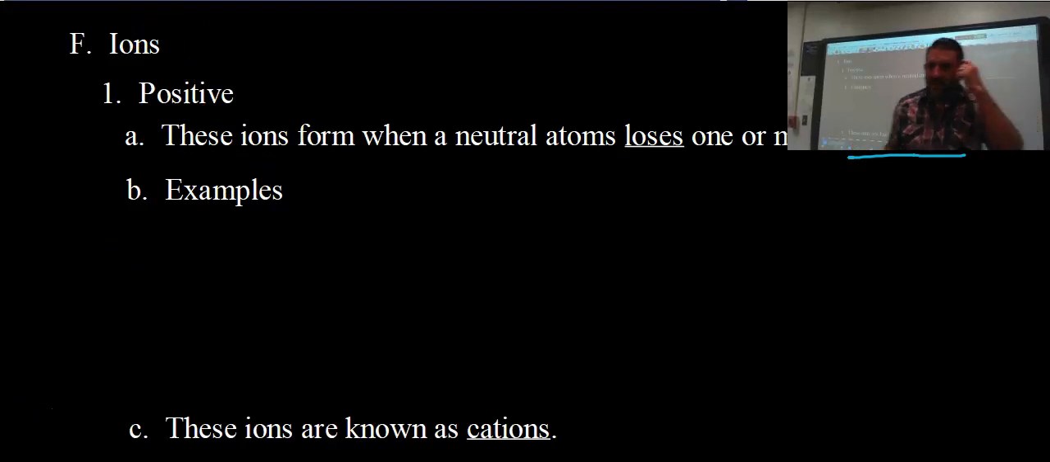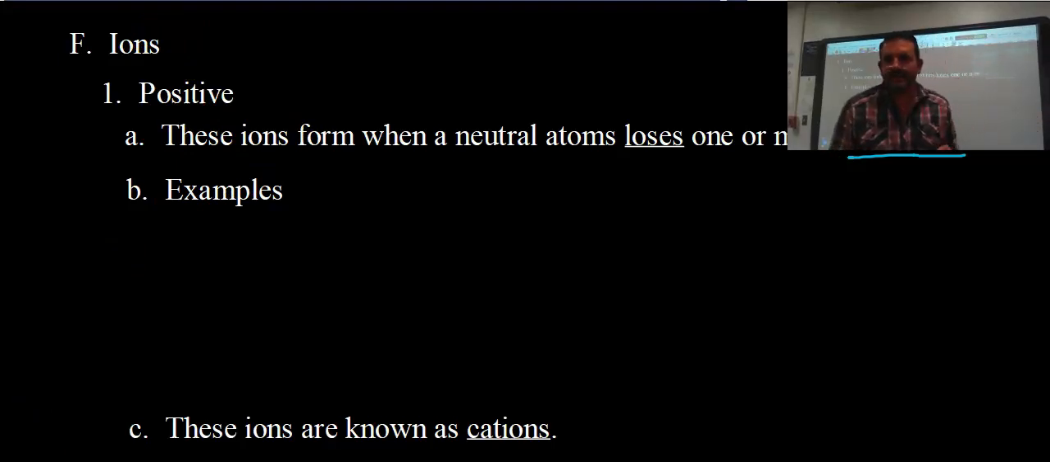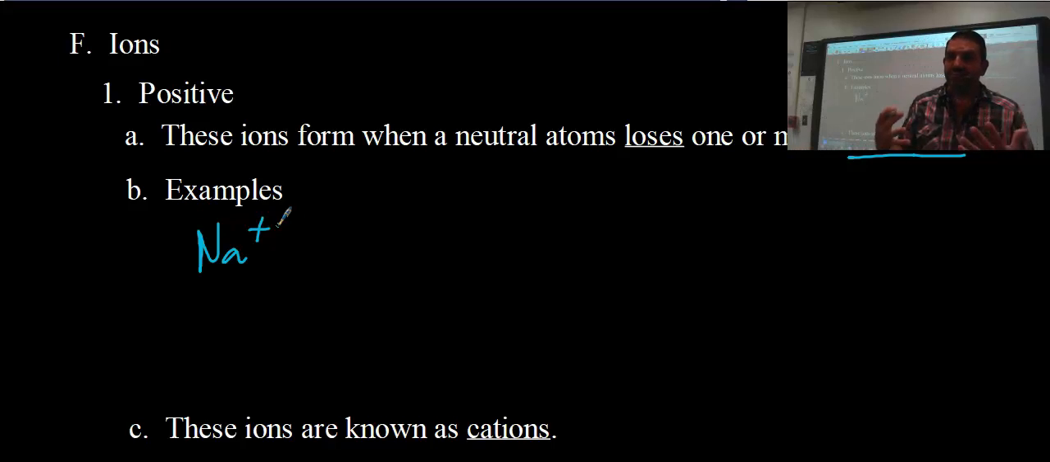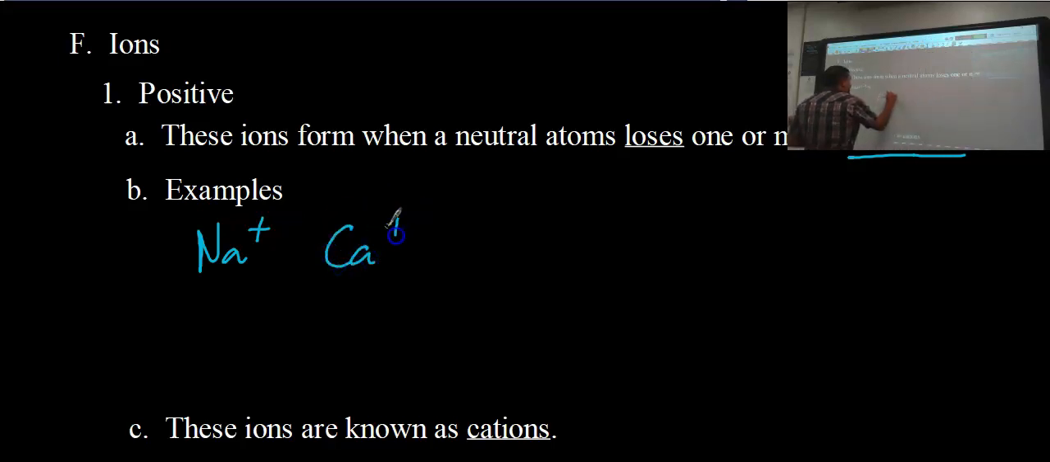So here are some examples. When we write the symbol for an ion, we include its charge as a superscript. So for example, sodium forms an ion with a +1 charge. If it's the number 1, we don't have to write 1, so we just put a plus, so that has a +1 charge. Calcium forms an ion with a +2 charge.